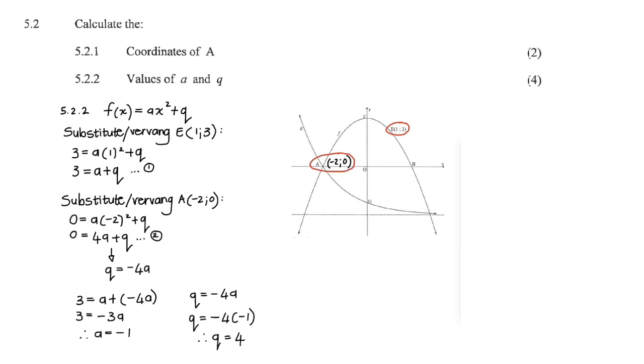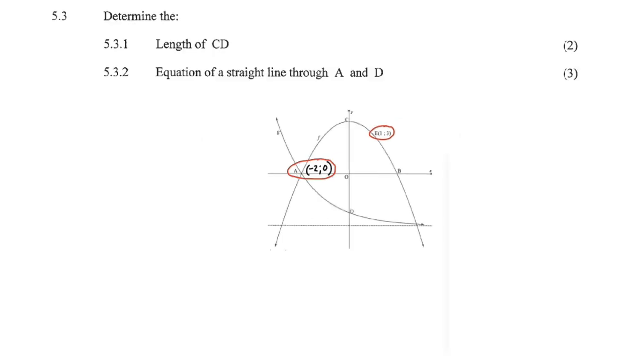Now let's take a look at the mark allocation. You will get 1 mark for the correct substitution of point E. You will get 1 mark for the correct substitution of point A. You will get 1 mark for calculating a equals negative 1, and you will get 1 mark for calculating q equals 4.